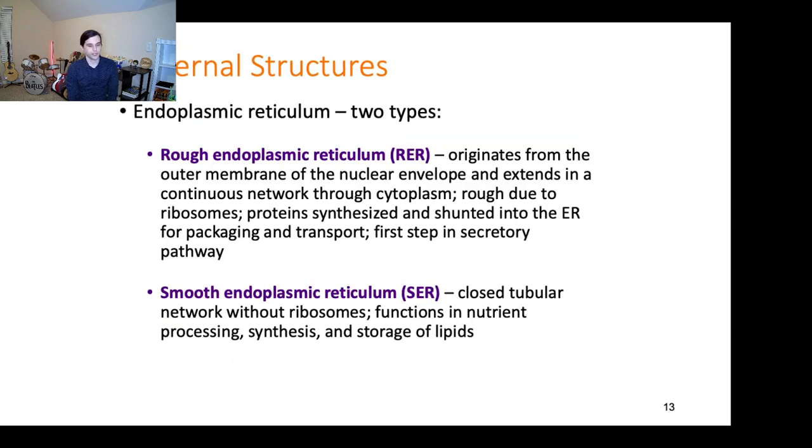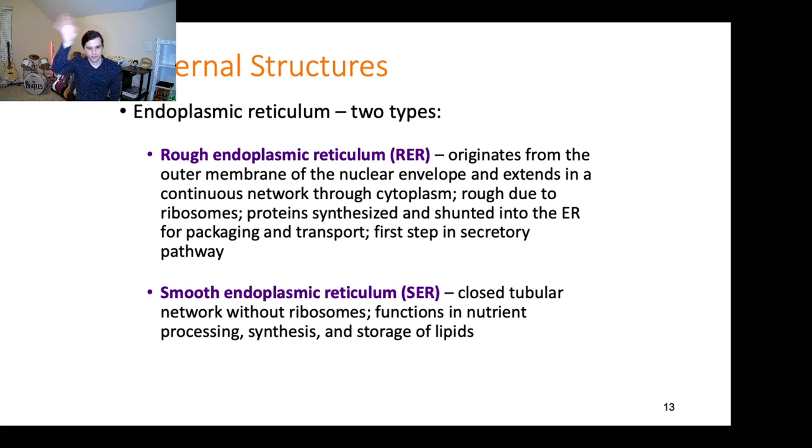So the endoplasmic reticulum on the inside of the cell, you've heard this one before, comes in 2 forms: the smooth endoplasmic reticulum and the rough endoplasmic reticulum. The rough endoplasmic reticulum is going to be bound to the nuclear membrane. It's going to be sticking out of it.